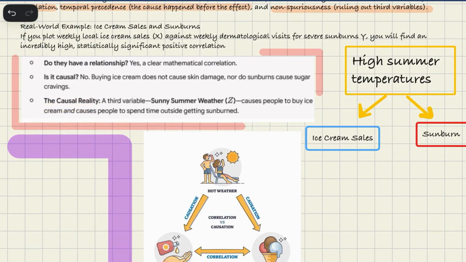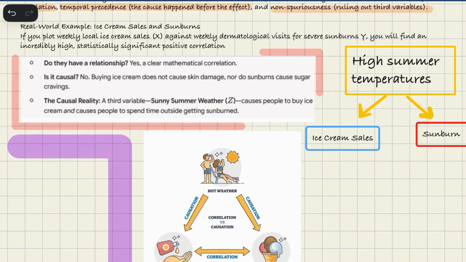So the relationship is spurious. What is the true driver? There is a hidden third variable, the z variable, that is driving both of the things, right? That is the hot, sunny summer weather. This is the hidden variable.